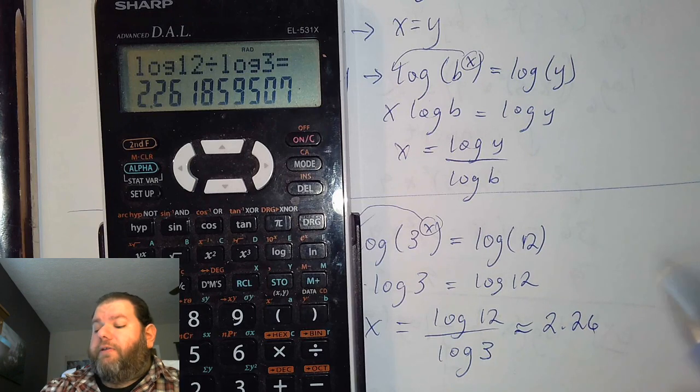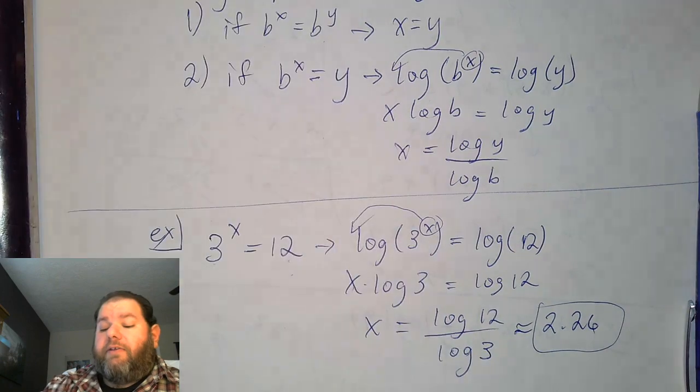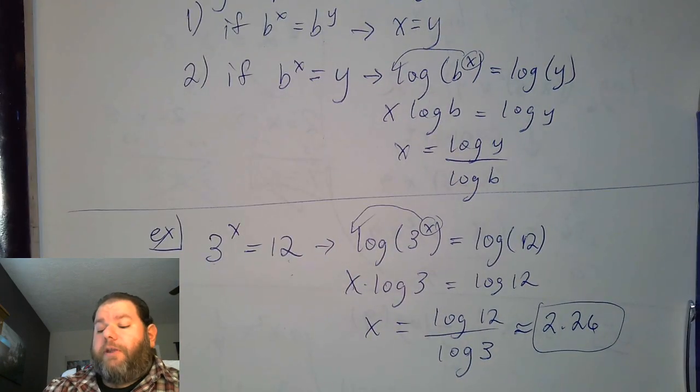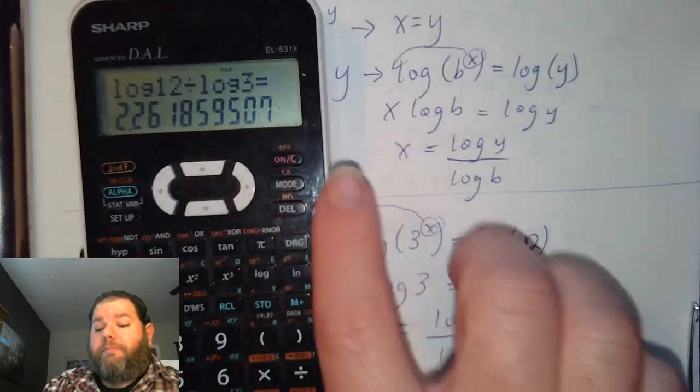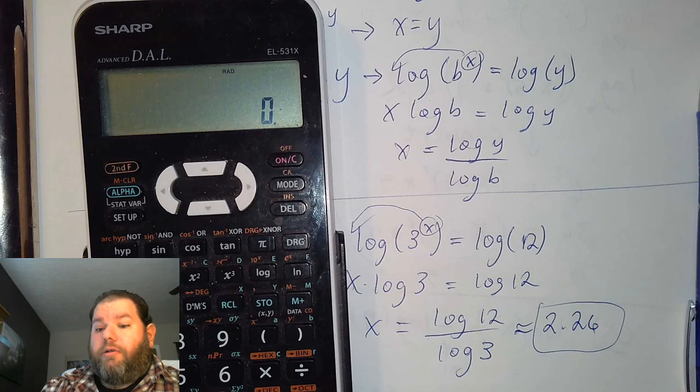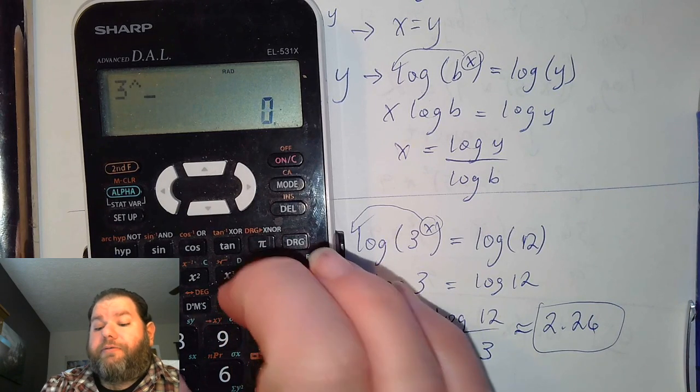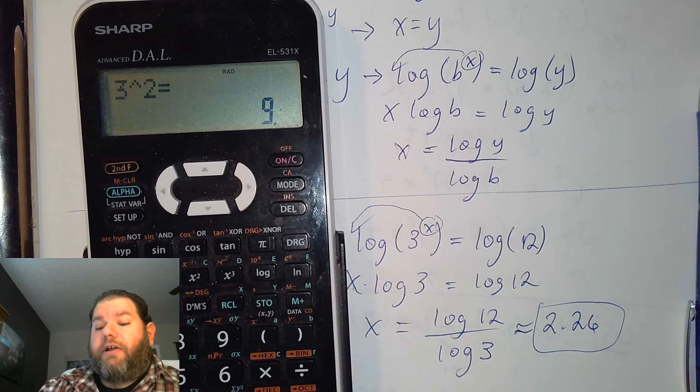And so that'll be our answer then. That's the power that 3 must be raised to in order to equal 12. Now, given enough time, you could probably go through, say, okay, 3 squared, that's 9.